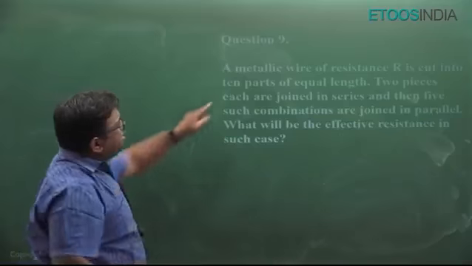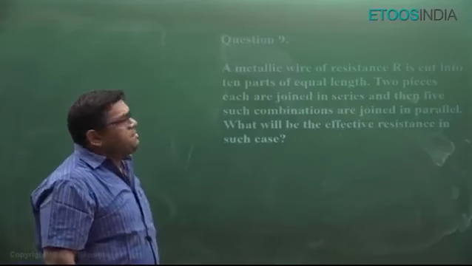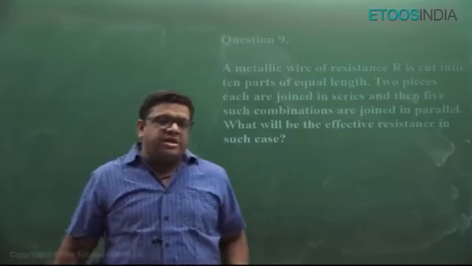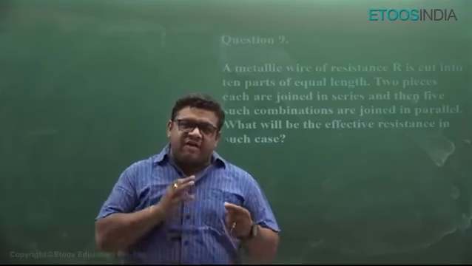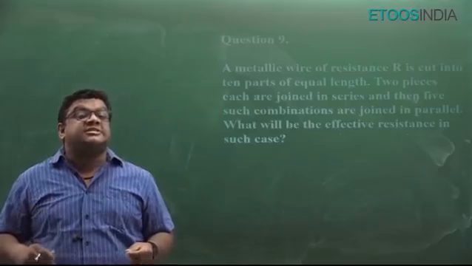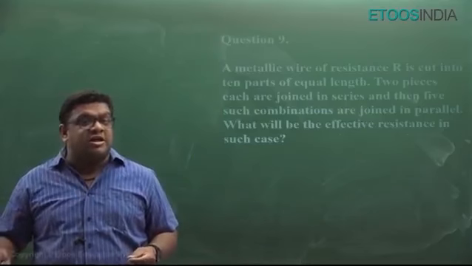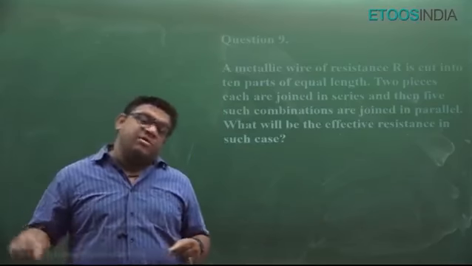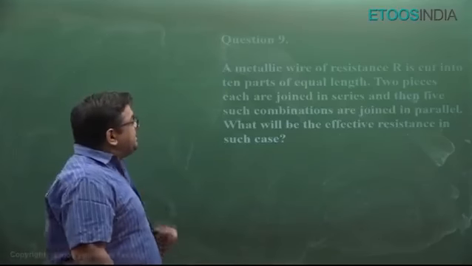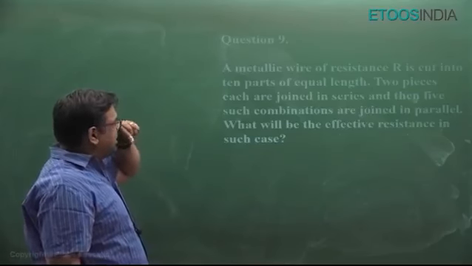A metallic wire of resistance R is cut into 10 parts of equal length. Now, what does this first line say? It says that when the wire is cut into equal parts of length, and we know that resistance is directly proportional to length only, resistance will become 1/10 if the length has become 1/10. Two pieces each are joined in series.